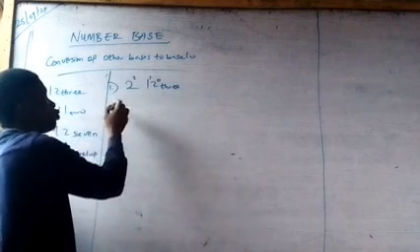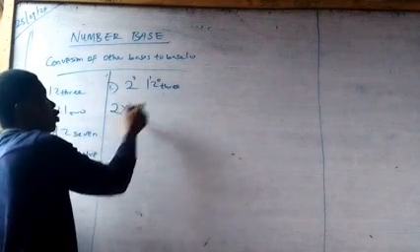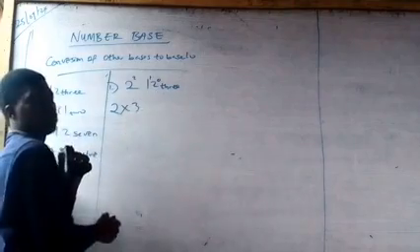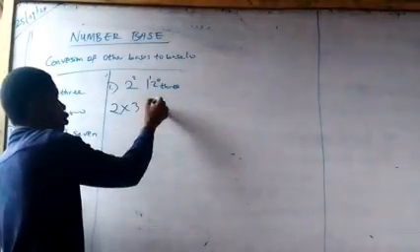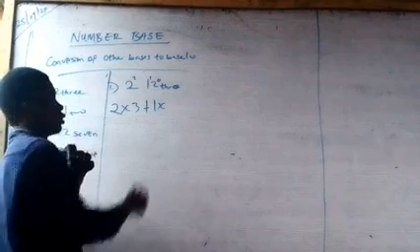So basically, we are going to do 2 times, what base are we doing? 3. The next one, plus 1 times, what base are we doing? 3.